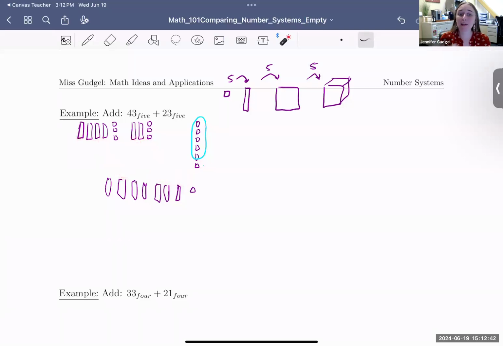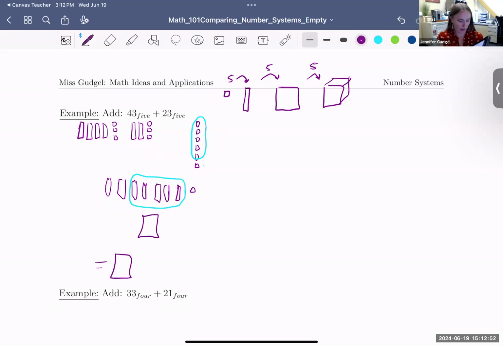Again, in base 5, this is too many. We have to group 1, 2, 3, 4, 5. These are going to become a flat. So really, this is going to be 1 flat, 2 rods that were left over, and 1 unit.